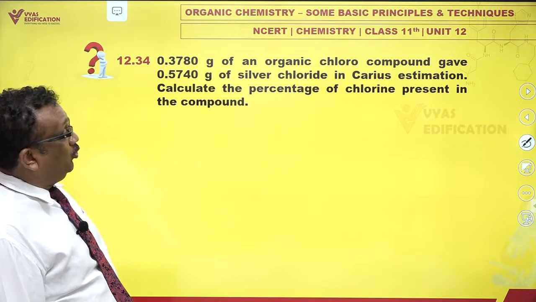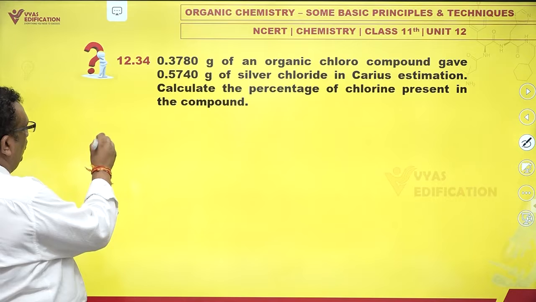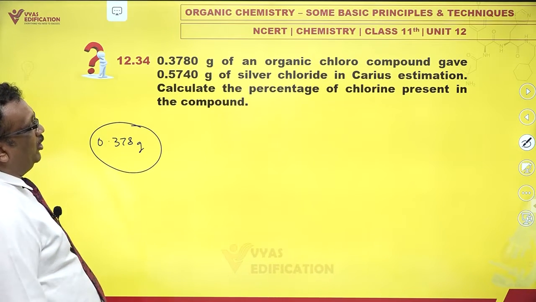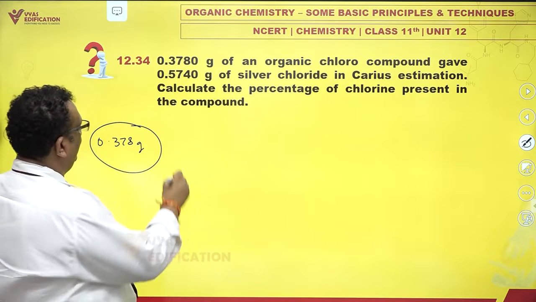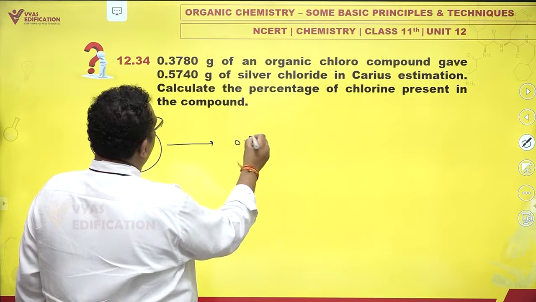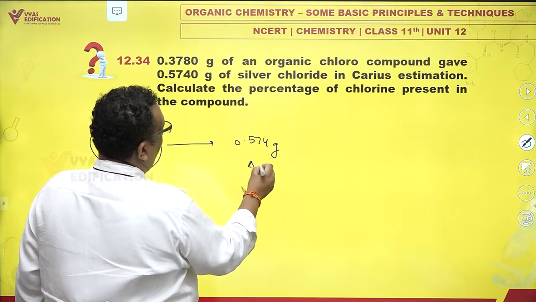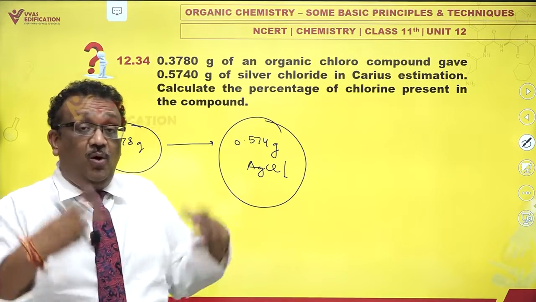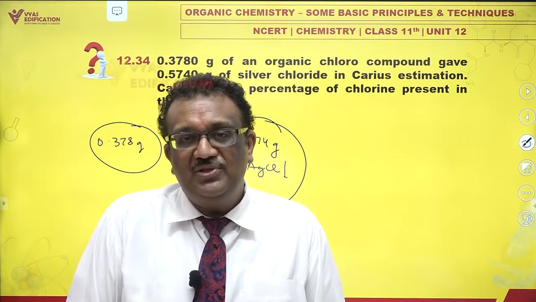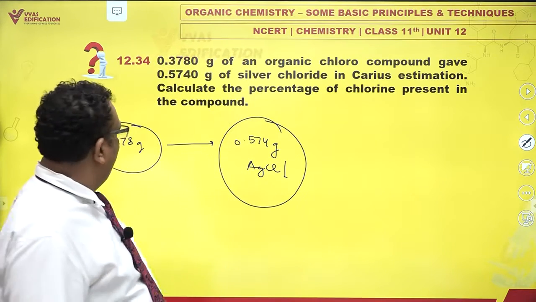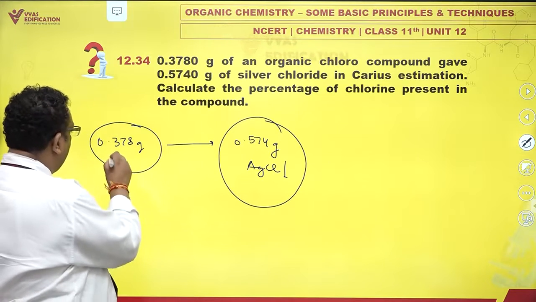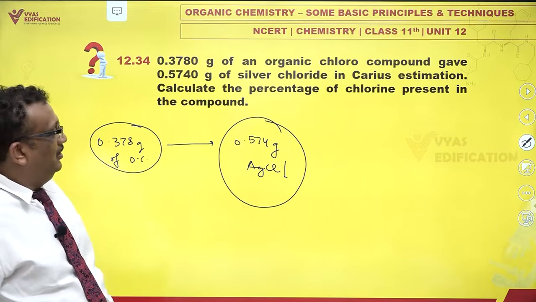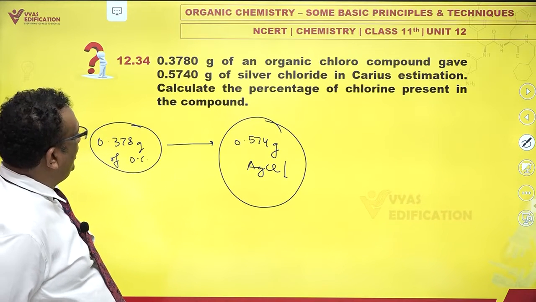0.378 grams of an organic chloro compound. Okay. So let's note 0.378 grams of an organic chloro compound gave a lot of dirty numbers, 0.574 grams of AgCl in Carius estimation. Students sometimes are afraid, wow, Carius, Kjeldahl. Skip the names. Ultimately, it is just principle of atomic conservation. So many grams of organic compound gave so much of AgCl. Calculate the percentage of chlorine present in compound.